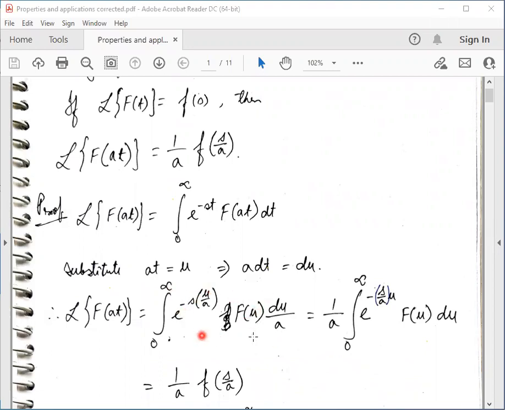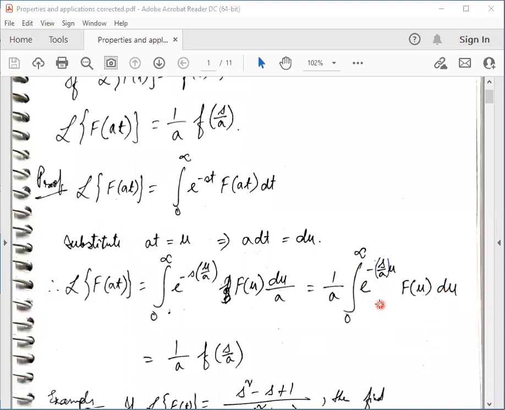Since a is a constant, it can be taken outside the integral sign. So I have 1 by a times the integral from 0 to infinity of e to the power minus s by a times u, f of u du. And this is nothing but the Laplace transform f of s by a, since the coefficient of u is s by a. So we have 1 by a small f of s by a. This is what we wanted to obtain. So the proof is very simple.